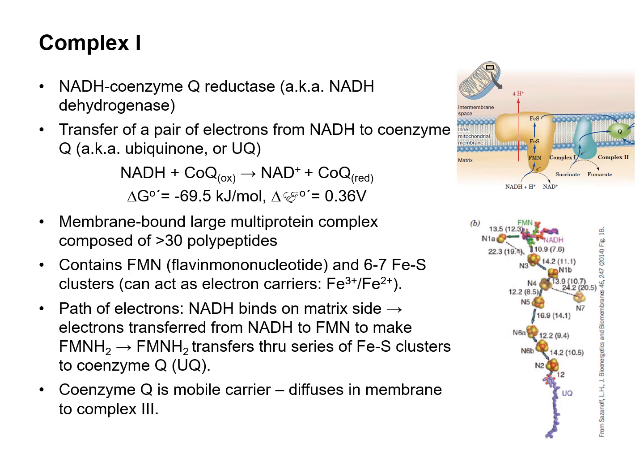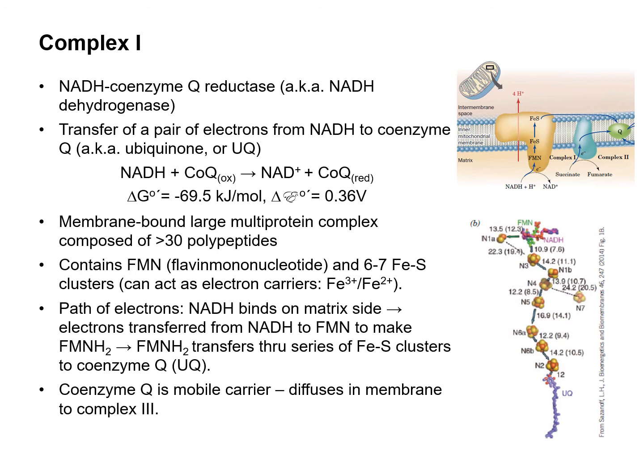And it contains FMN, which is flavin mononucleotide, as well as 6 to 7 iron sulfur clusters, and they can act as electron carriers because these irons can be either trivalent or divalent, so you can easily get another electron to become the divalent and recover back to the trivalent to give out the electron.